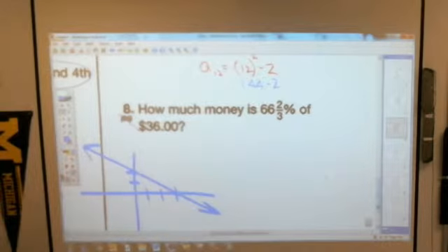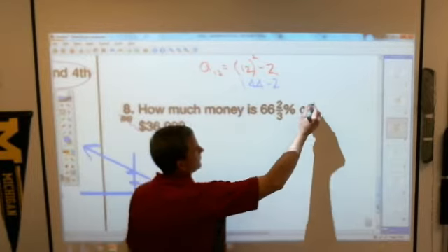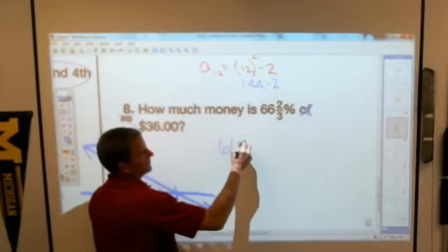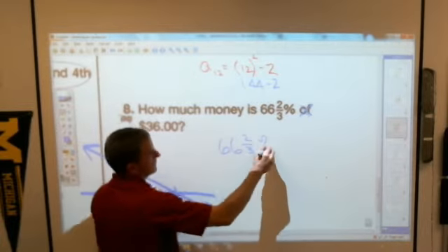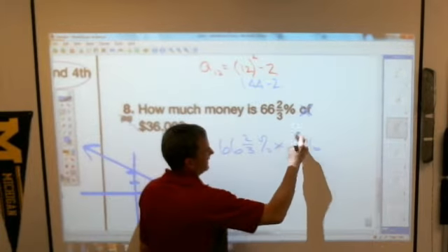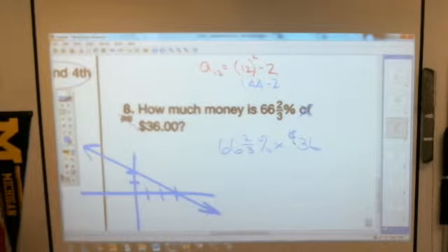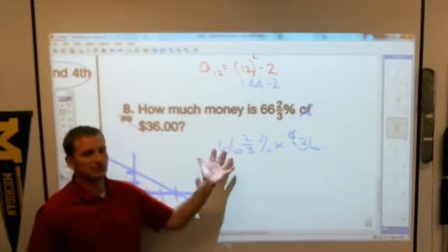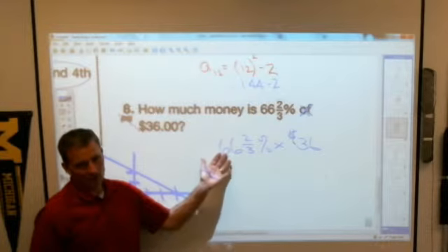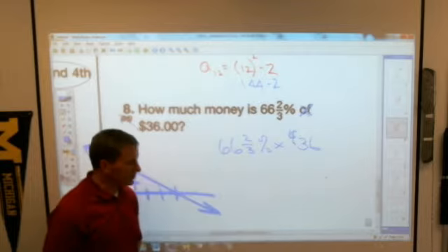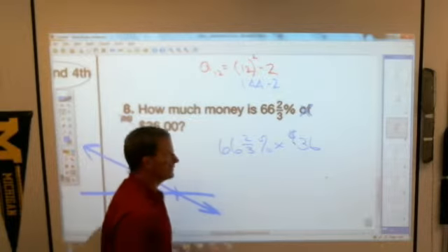How much money is 66 2/3 percent of $36? And again, anytime you see that word "of" in math, you should be multiplying. And the issue with this is this, ladies and gentlemen. I think the book said recognizing rational numbers. You don't want to change this to a decimal because there is no exact decimal to change it to. It's repeating, it's irrational, or whatever it is.